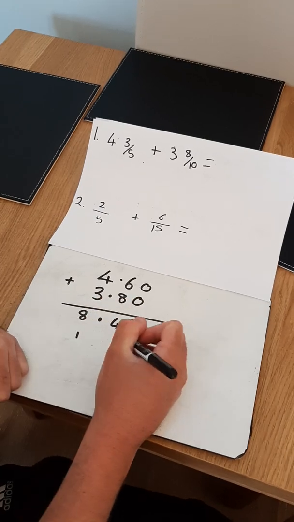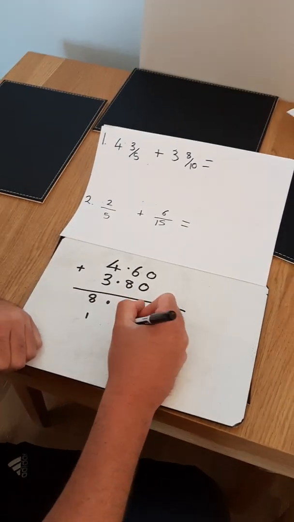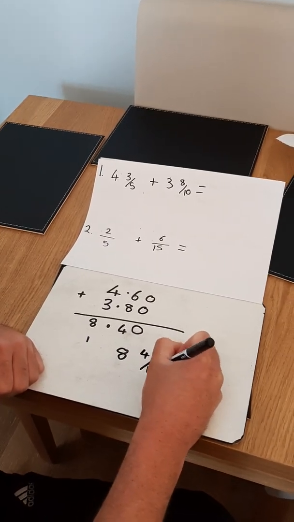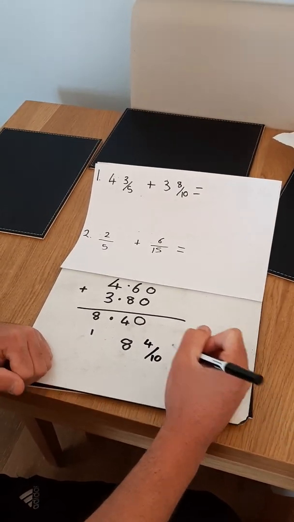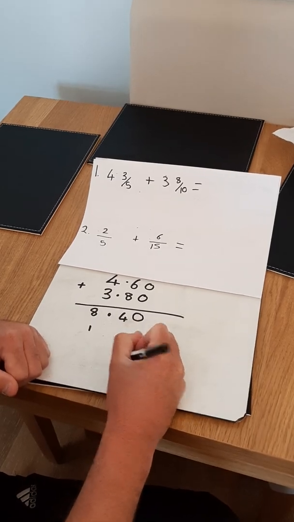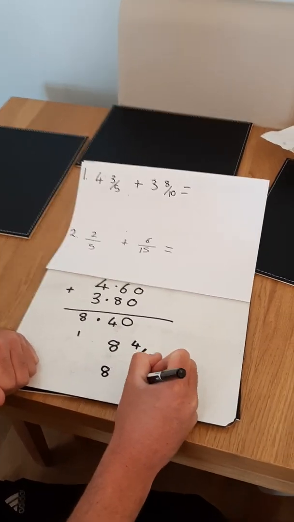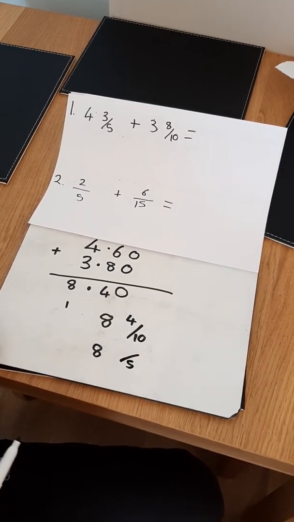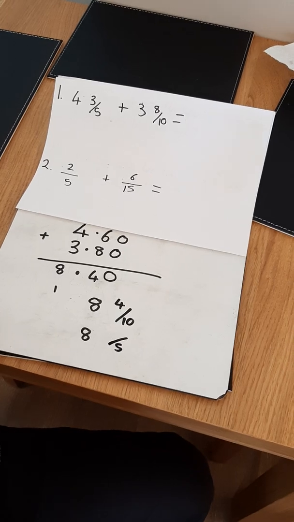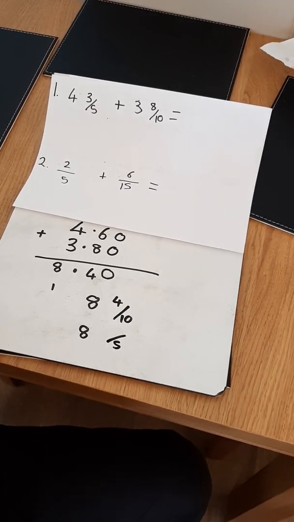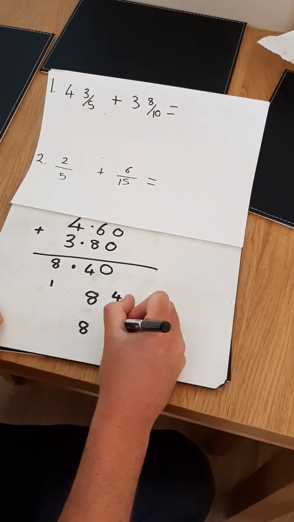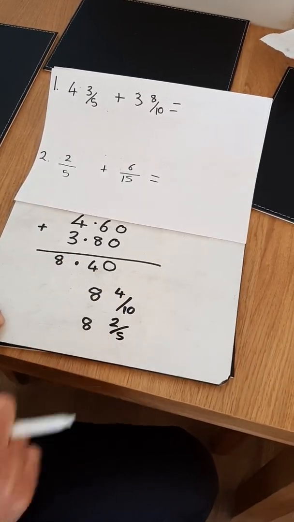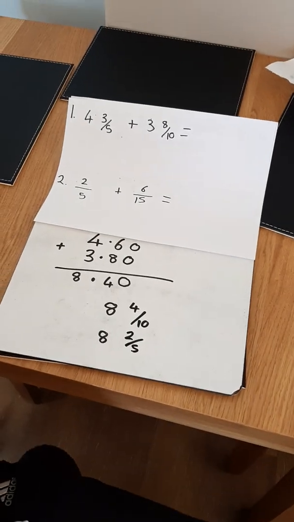Now, what we can also do is convert that back into a fraction. So we know we've got 8.40, and we know that could be 8 4/10. Or we could simplify that to 8 1/5. Well, if we know that 1/5 is 0.20, we know that 2/5 is 0.40. So 8 2/5. So any of these three answers are fine.